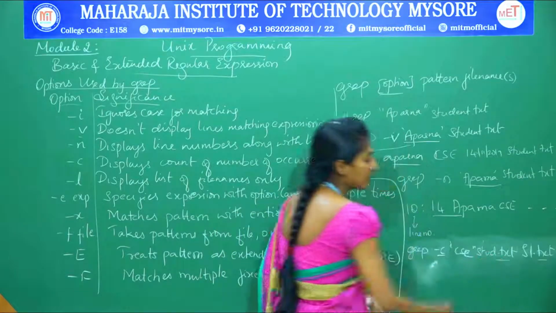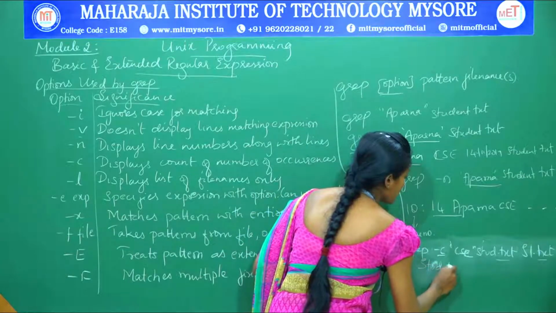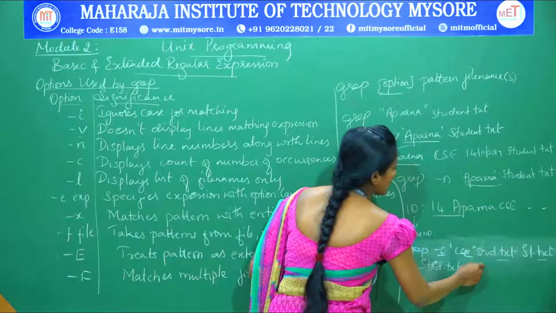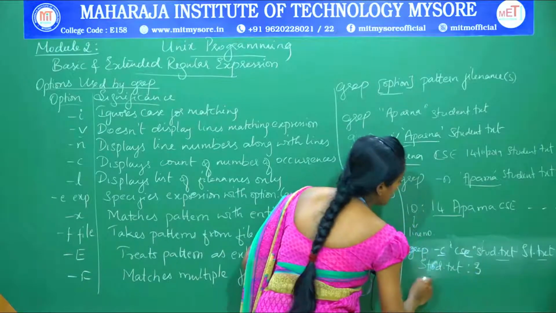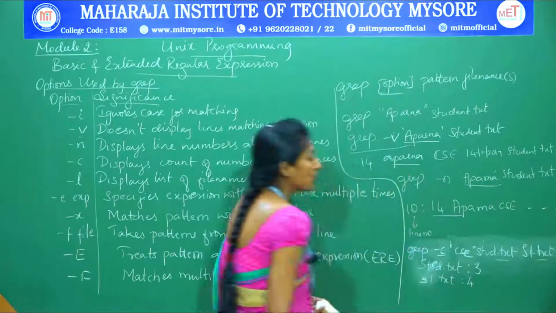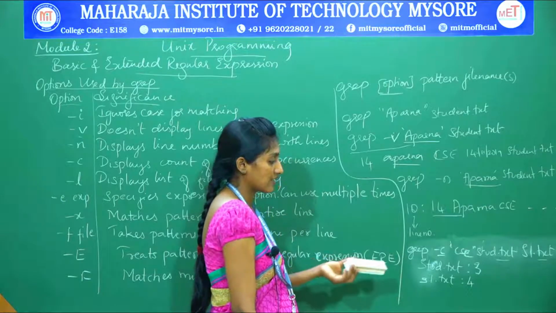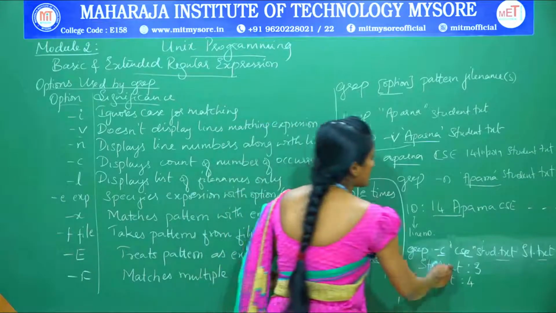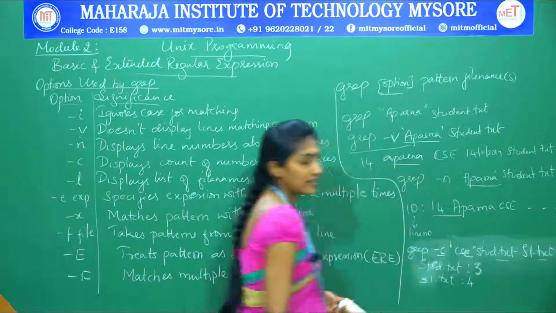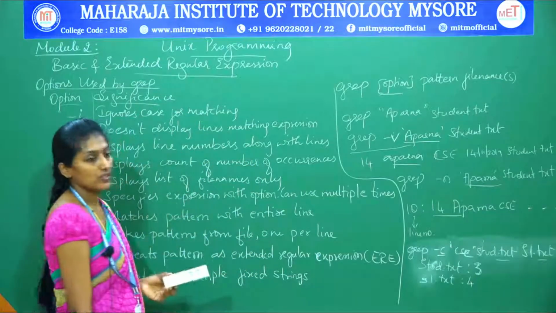While displaying, since I have given two file names, it is going to display stud.txt colon 3, so 3 times this pattern has occurred. Likewise, s1.txt colon 4, so 4 times. The CSE pattern has occurred in s1.txt 4 times, whereas in the file stud.txt it has occurred 3 times. So this is how the -c option works.